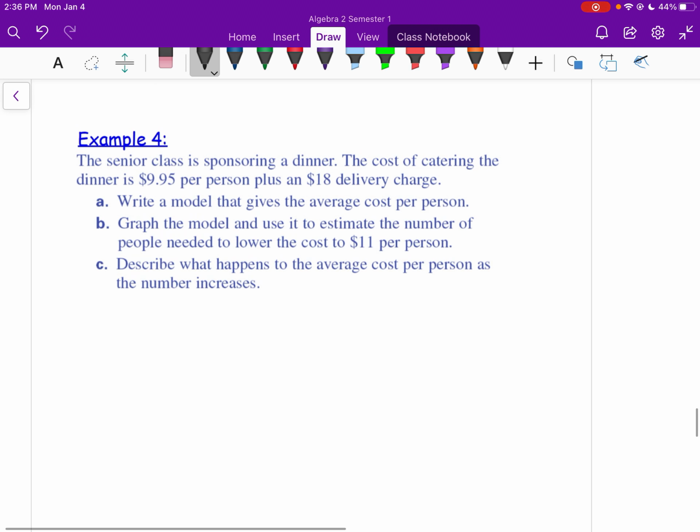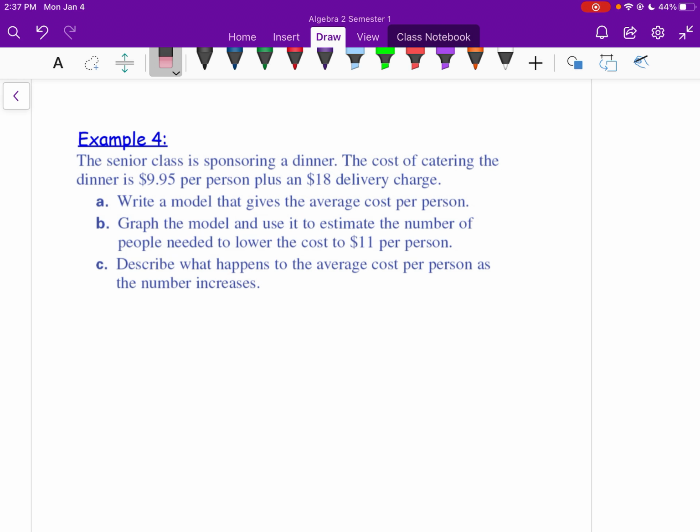Okay, we'll go ahead and we'll skip that one for today. Let's do it. Okay, senior class is sponsoring a dinner. The cost of catering the dinner is $9.95 per person plus an $18 delivery charge. Okay, we're going to write a model that gives the average cost per person. Okay, so when we are doing this now, you got to think about the total charges.